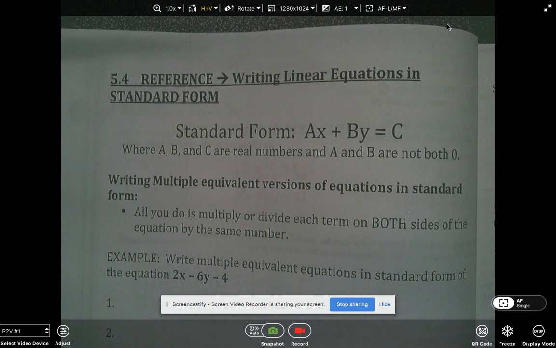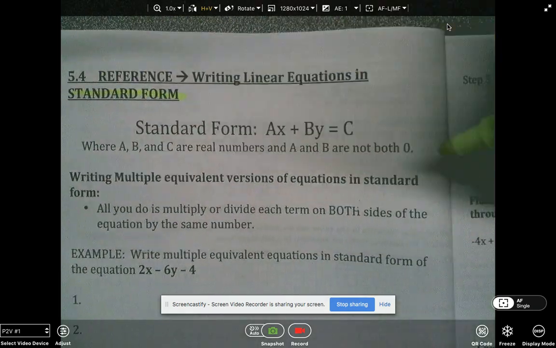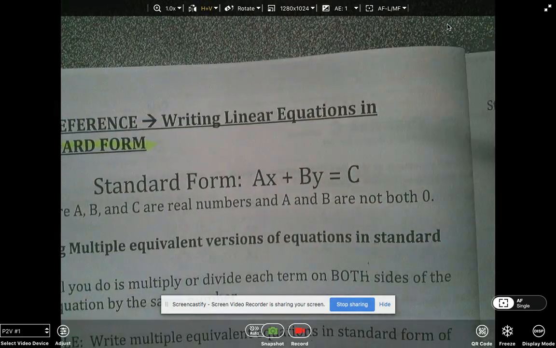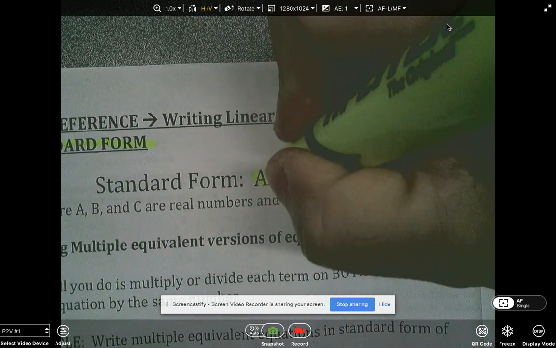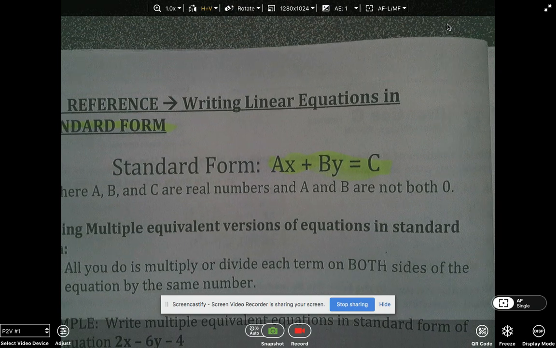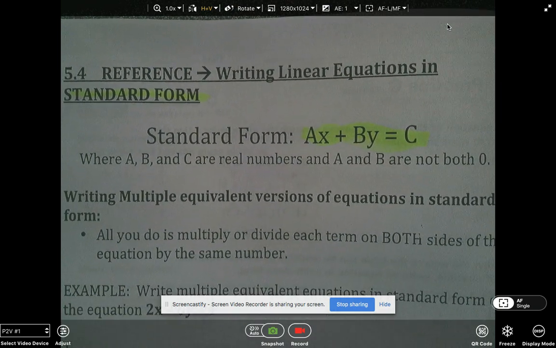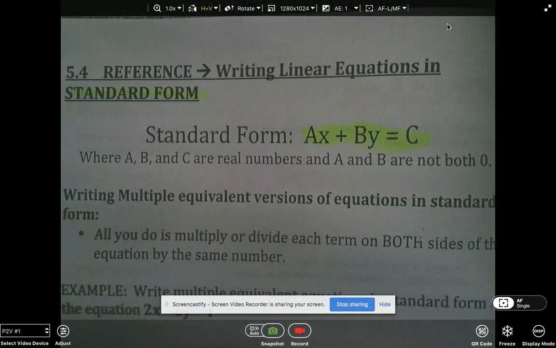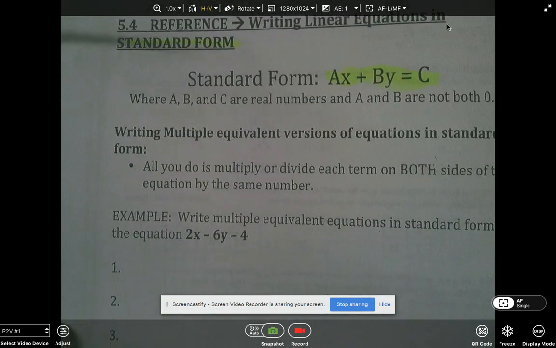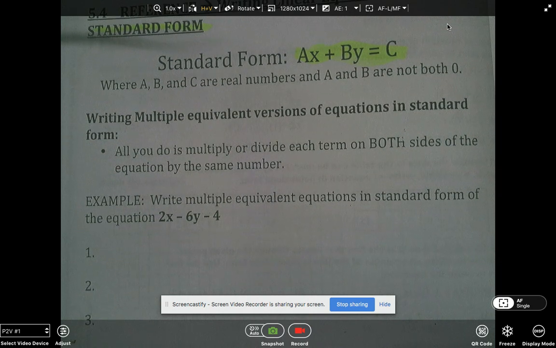All right, in today's video reference, we're going to be looking at writing equations in our third format, which is standard form. So standard form is the format ax plus by equals c. With the standard form, a, b, and c are basically your constants or real numbers, and a and b both can't be zero.